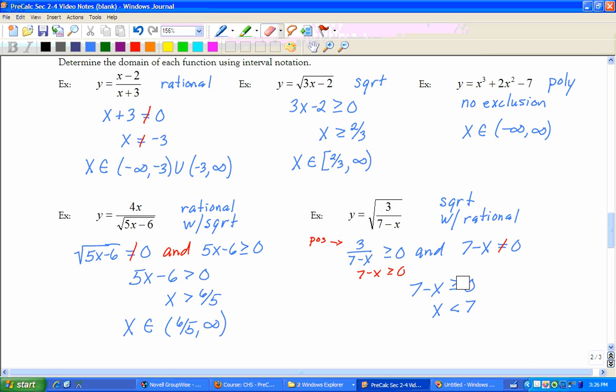Let me correct that. This should be 7 minus x is greater than 0, not equal, because we have an exclusion of equal because of the rational part of our function. So again, we solve that, we end up with x is less than 7. In interval notation, x is an element of the interval from negative infinity to positive 7 with parentheses on both.